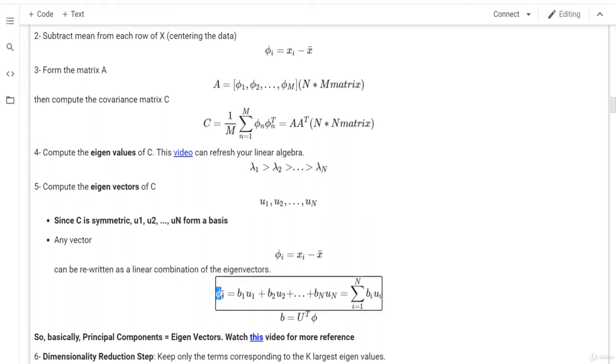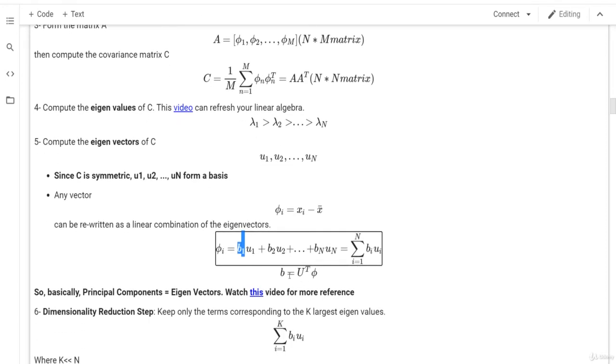If you remember, phi i was the example after subtracting the mean, right? So we can reconstruct this phi i, this example, using a linear combination of the eigenvectors, right? So we have u1, u2, u3, u4, and so on. But we don't have the b's yet. The b's are basically the weights for each eigenvector.